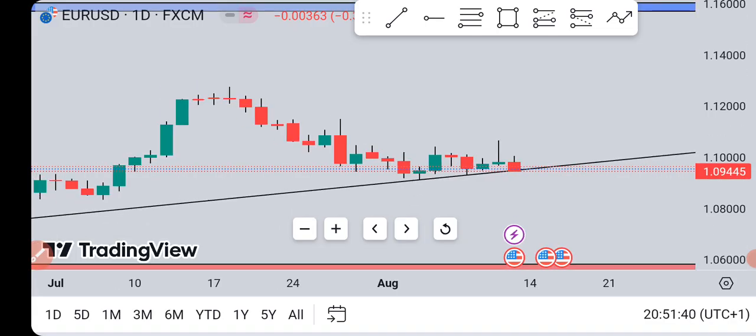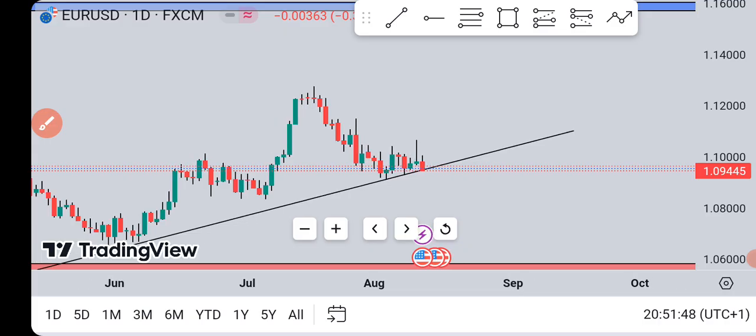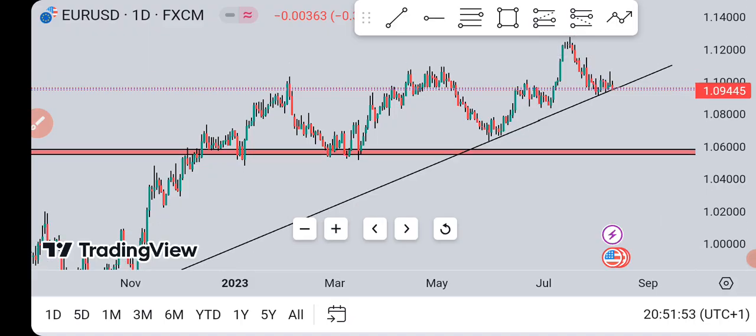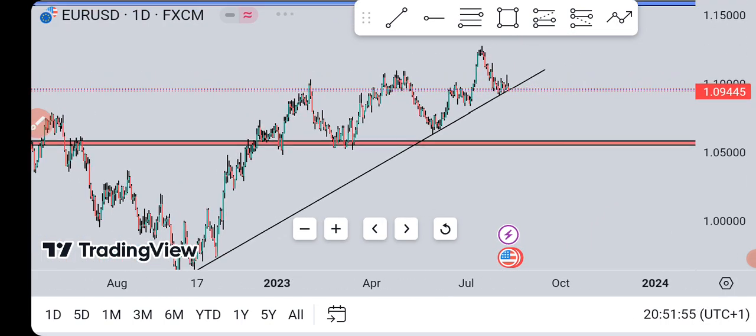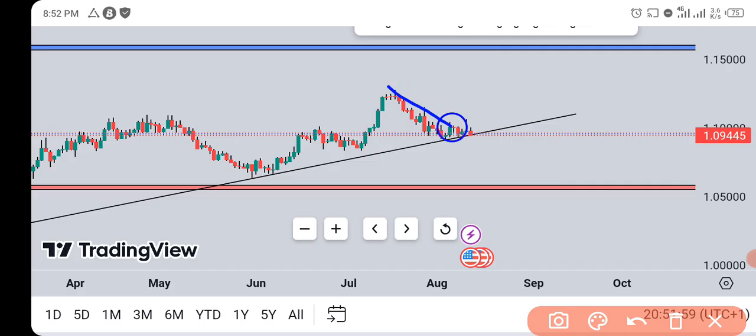Guys, before we move to the index, I want you to understand something. Now here, this is our daily time frame. So remember, the euro is short term bearish but long term bullish. You can see the daily trend is an uptrend. Now this move to the downside on the daily, if you go to your 15 minutes time frame, you will see this as downtrend, but it's just a correction.